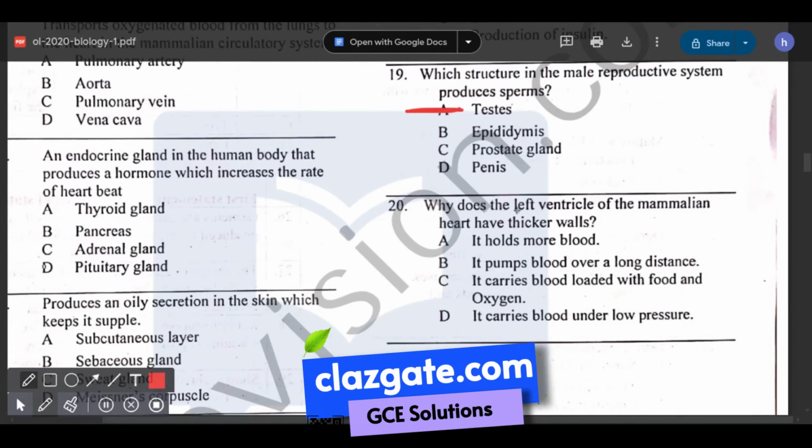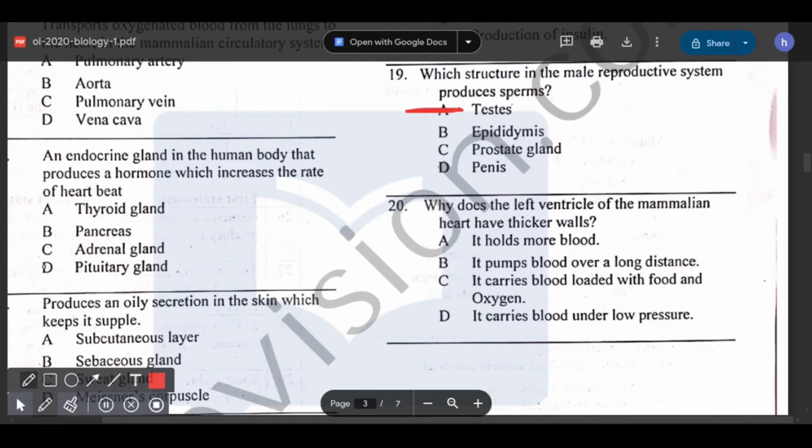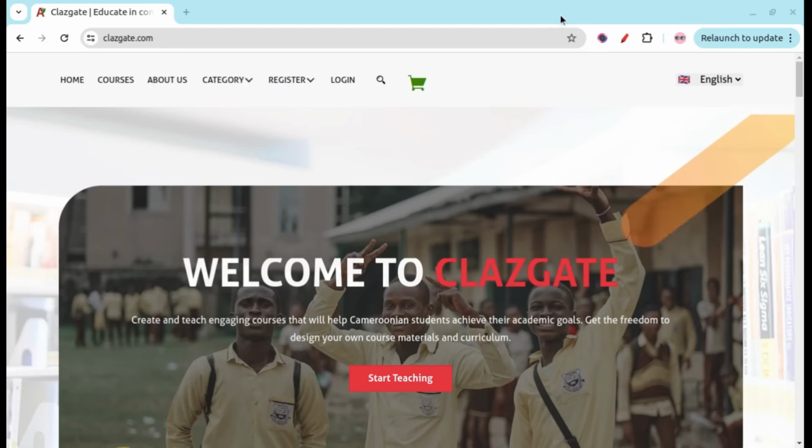And then, why does the left ventricle of the mammalian heart have thicker walls? The left ventricle of the mammalian heart has thicker walls because it pumps blood over a long distance. So that is B. As it pumps blood over a long distance, the left ventricle has thicker walls than the right ventricle, because it has a much bigger job to do as it pumps oxygenated blood throughout the entire body.